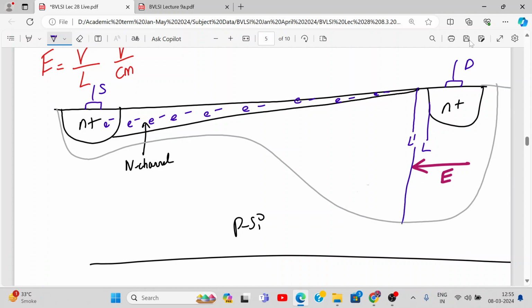L. So how much is the distance here? Delta L, L minus L dash, and that is very small. Let's say 1 nanometer or 2 nanometer. So right now, in this small area, the electrons have to travel a small distance to reach the drain region, right? So many of them are traveling.